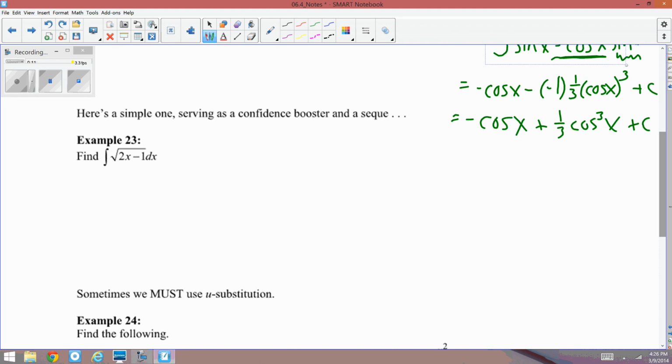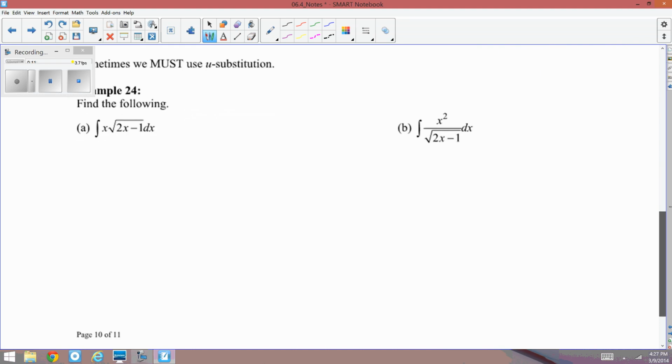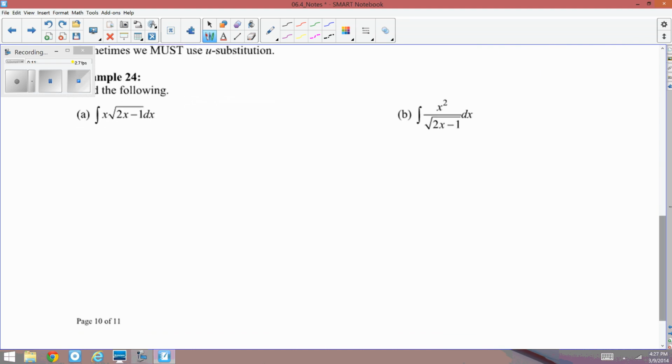All right, and so here is a nice simple one. This is one I'd like you to do for your WISP. All right, so it's not too bad. Go for it. You can do it. Okay. Now I'm going to probably finish up with these, and we can finish the rest of the notes another day in class, or maybe in one more video. I don't know if I want to make another video. We'll see. Sometimes you have to use U-Substitution.